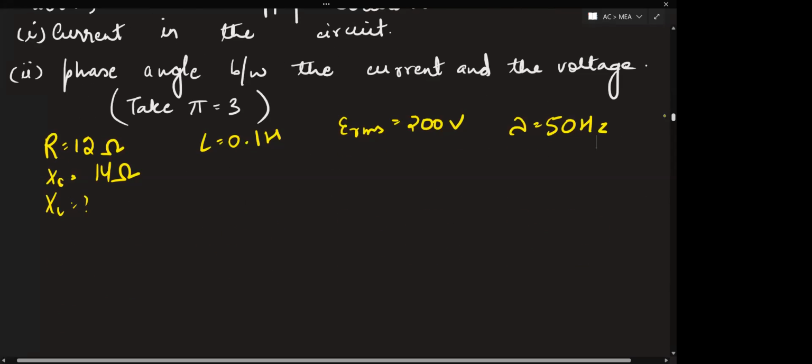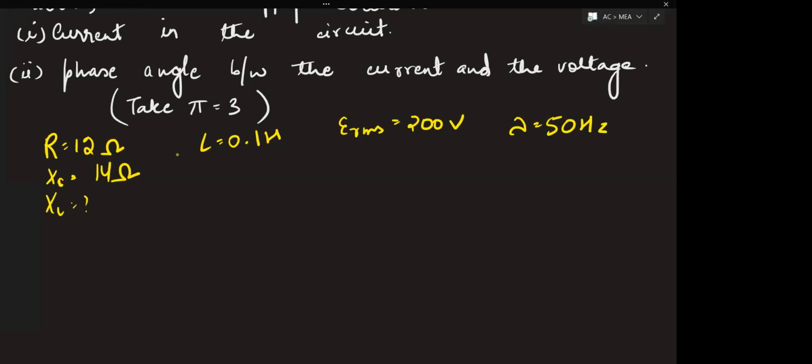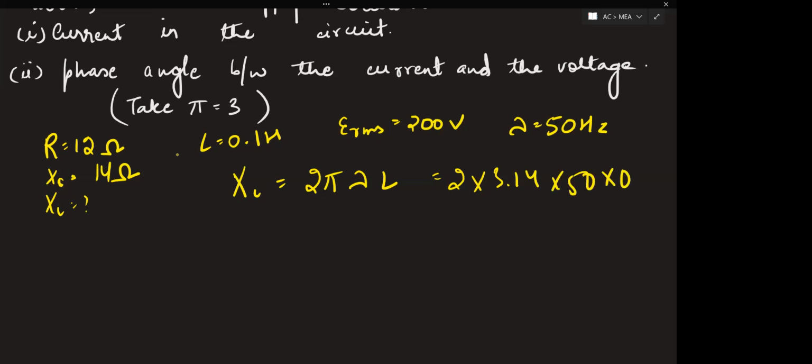So for calculation of current, we need impedance, and for impedance, we need XL. XL will be simply given by 2 pi nu L. So 2 into 3.14 into frequency 50 into 0.1. So 3.14 into 50 into 2. 50 into 2 will become 100, and 100 into 0.1 will become 10, so 3.14 into 10 gives 31.4. So this much ohms is XL.